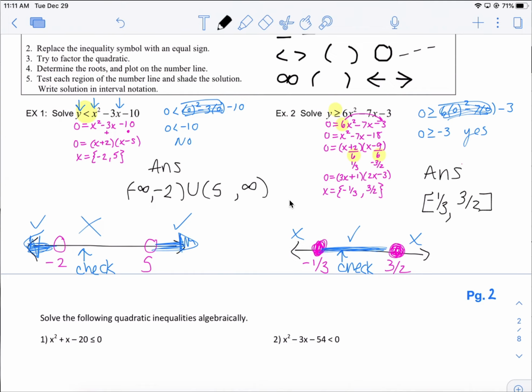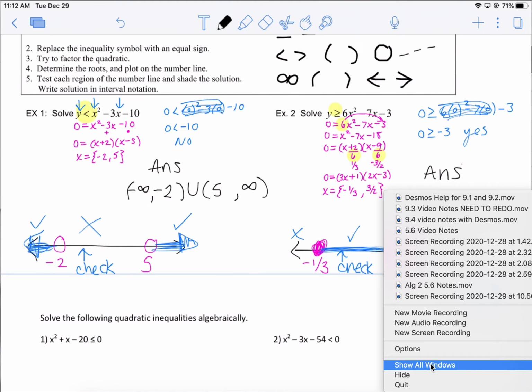Okay. If you need to pause it, go ahead. We are done with the notes. You do not have to start the assignment until we get into class. You are welcome if you would like, but you are not expected to start the assignment until we get back into class.